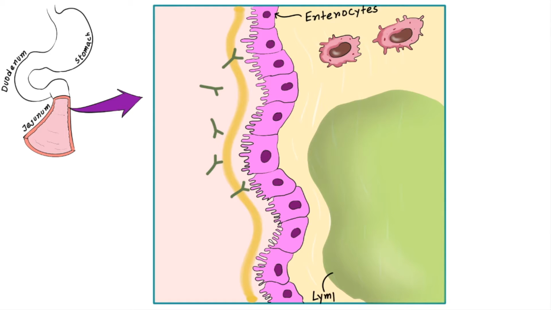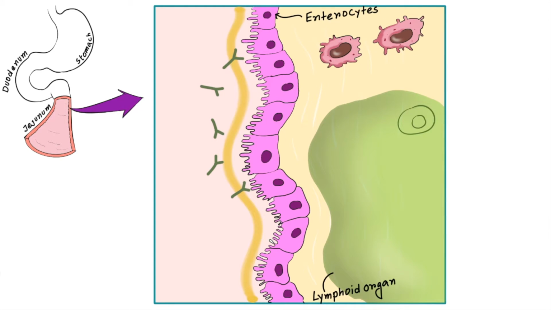In some parts of the small intestine, Peyer's patches and mesenteric lymph nodes are present, which help to activate the immune response. They contain naive T cells. Naive means which are not yet activated.